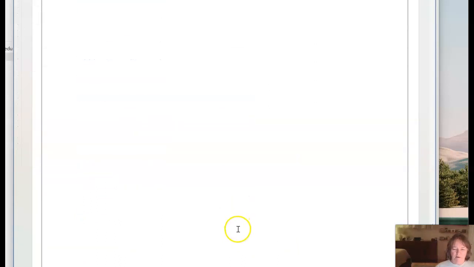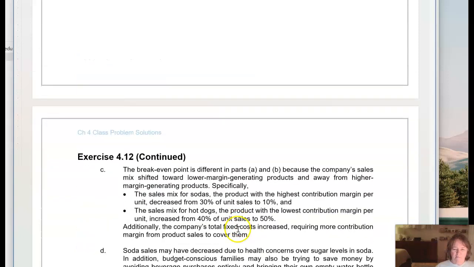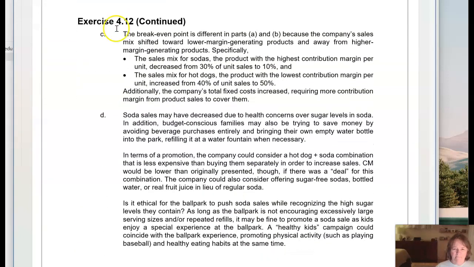Okay, what else do I have here? I think there's more.